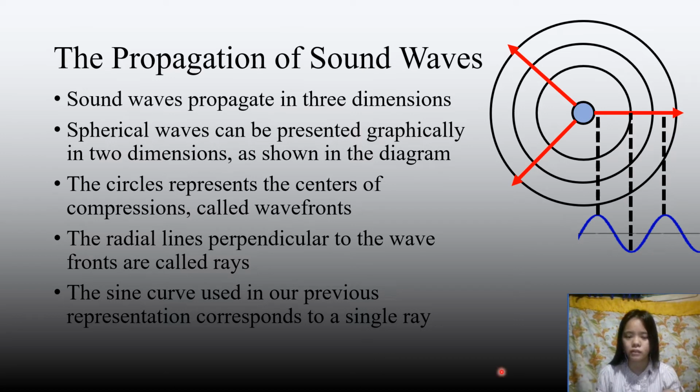So this is the center of compression, and as you go onward, you notice the peak here represents the compression and the drop in the middle represents the rarefaction. So you have a series of compressions and rarefactions going in the form of spherical waves that travel radially outward from the center where the source lies. Radial lines that are perpendicular to the wavefronts are generally called rays, and the sine curve is used in our representation to represent one single ray.